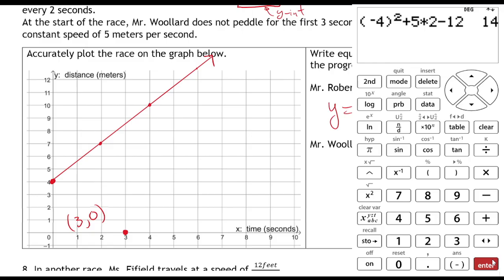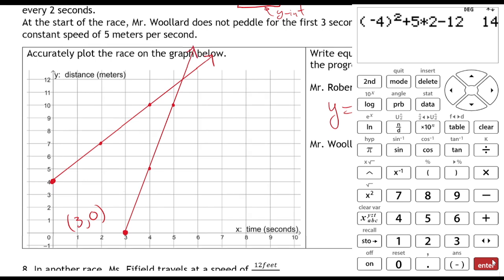Now, he travels at a speed of 5 meters per second. So I go up 1, 2, 3, 4, 5 over 1 second. You can still see I'm in the lead, right? However, I'm about to lose. So I'll go ahead and draw that line.